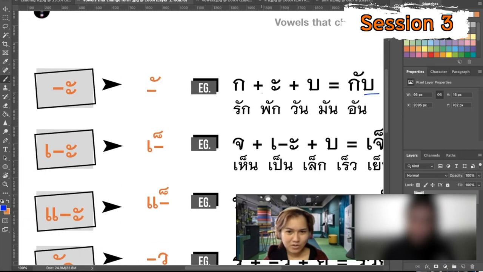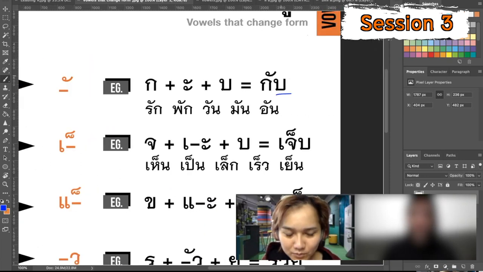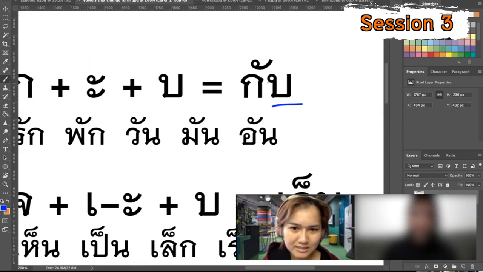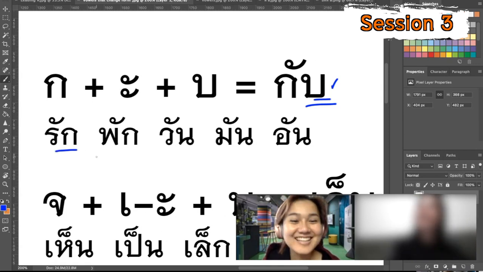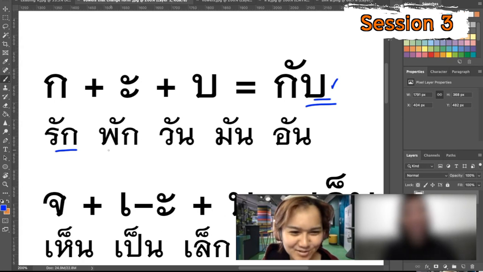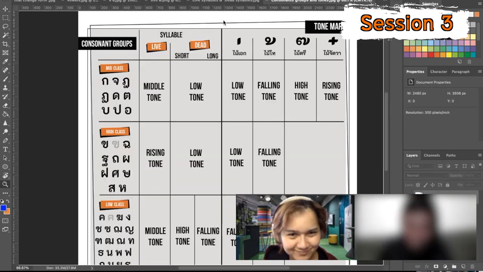So now we're going to add a final consonant. This one is a vowel, so it will move above when you have the final consonant. This word would be... Do you pronounce the final or just the beginning? No, you have to pronounce the final too. It would be gap. Gap, but low tone. This one, rak. Yes, good job. Pak, right? It's low tone.